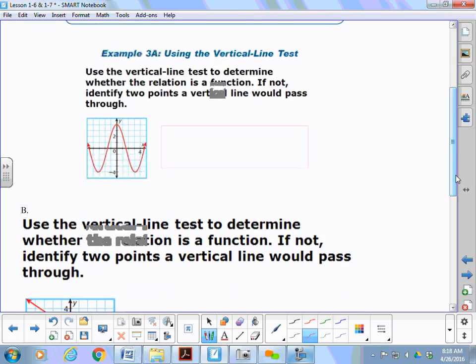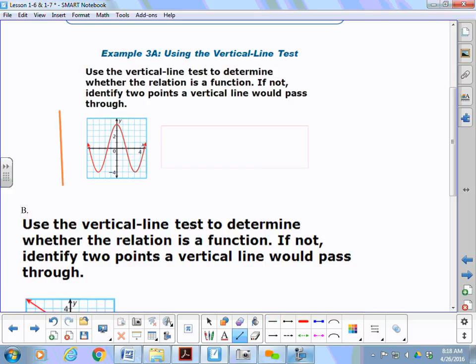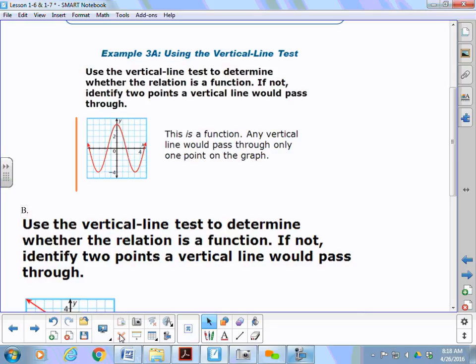All right? So letter A here. If I draw a vertical line, and I take that vertical line and I go across here, does it ever cross more than one point? Never intersects more than one point, so that would be a function then. If it never passes more than one point, it's a function.